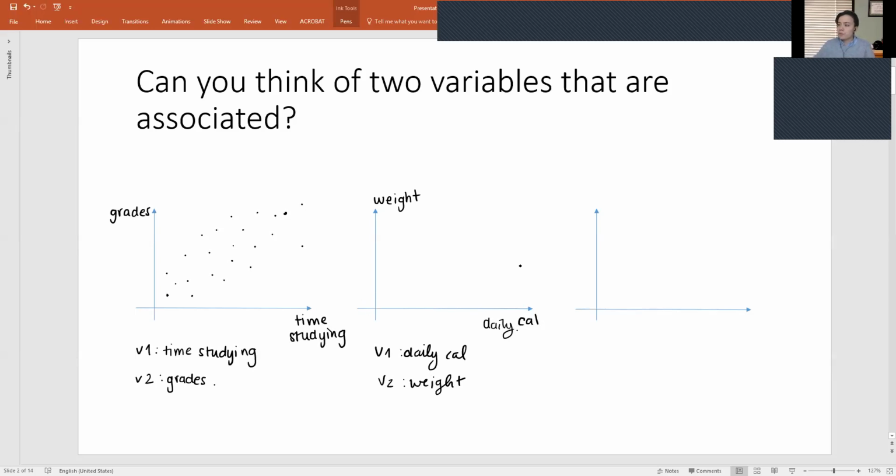And then if you consume a lot of calories, then likely your weight is going to be high. And if you consume very few calories, maybe your weight is going to be low. But of course, this is not necessarily true for everyone in exactly the same measure. So you should also expect some variability here, right? So you're going to get something like that. Right, so this is something that can also be intuitive.